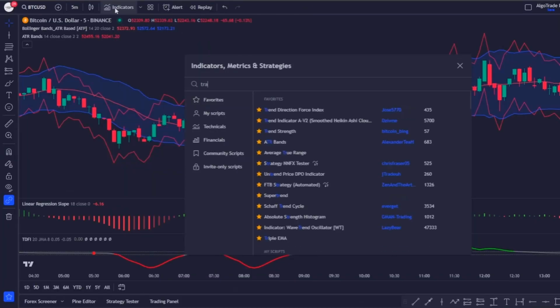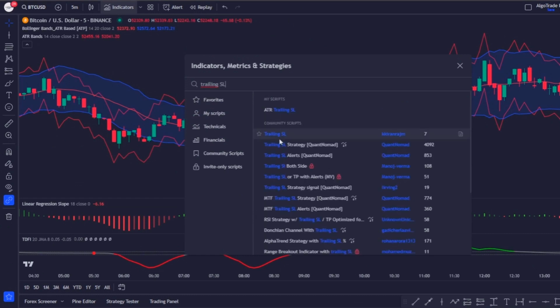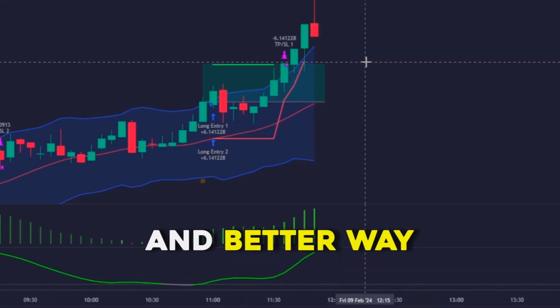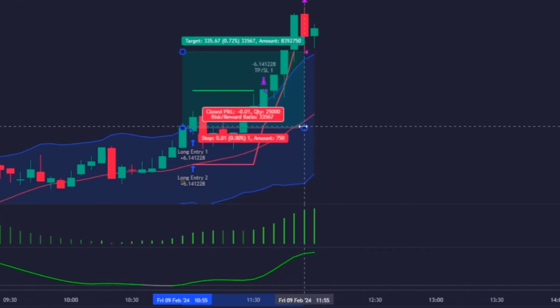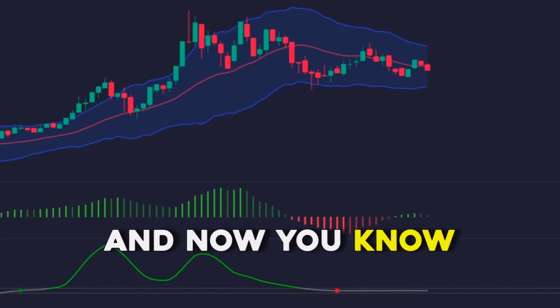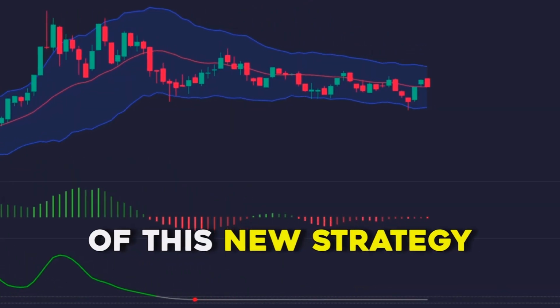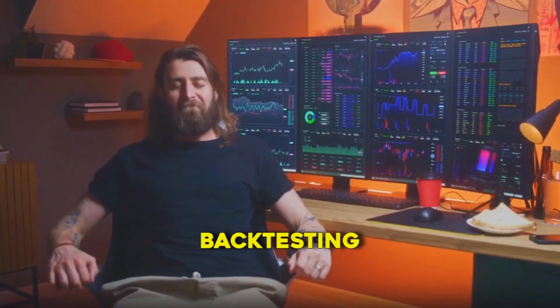example. You can make these changes manually by using a trailing stop loss indicator, or in a faster and better way that I will show you in a moment. Then the second position will only be closed if the trailing stop loss is hit. And now you know all the rules of this new strategy. Let's now start the fun part, backtesting.